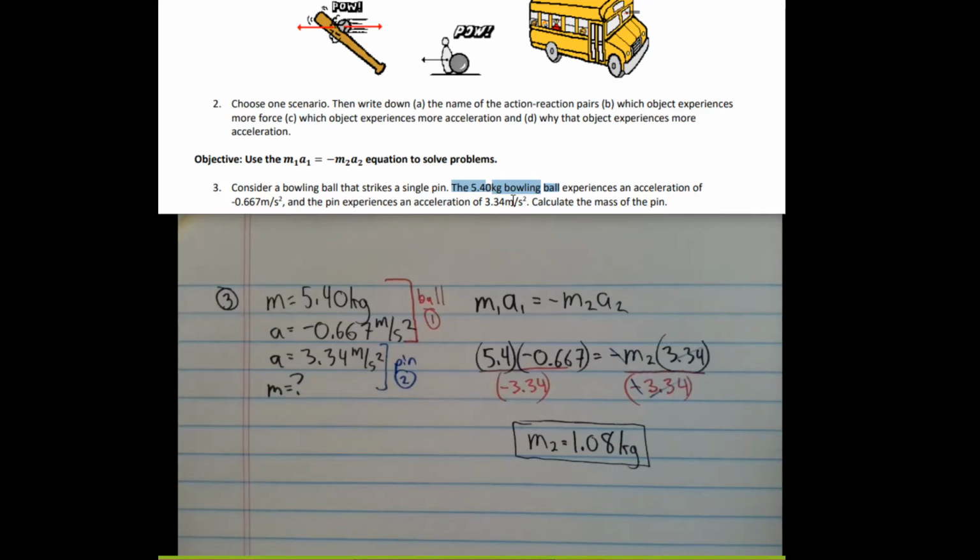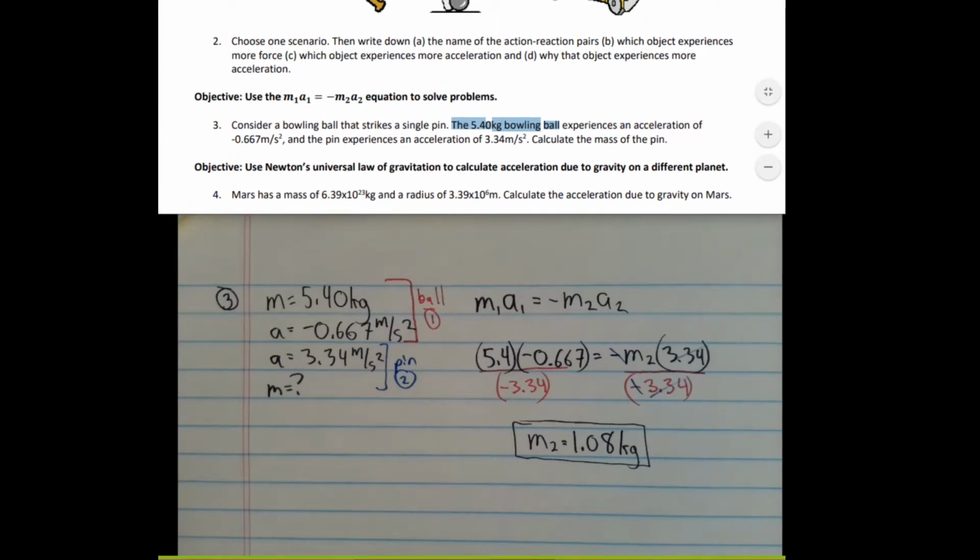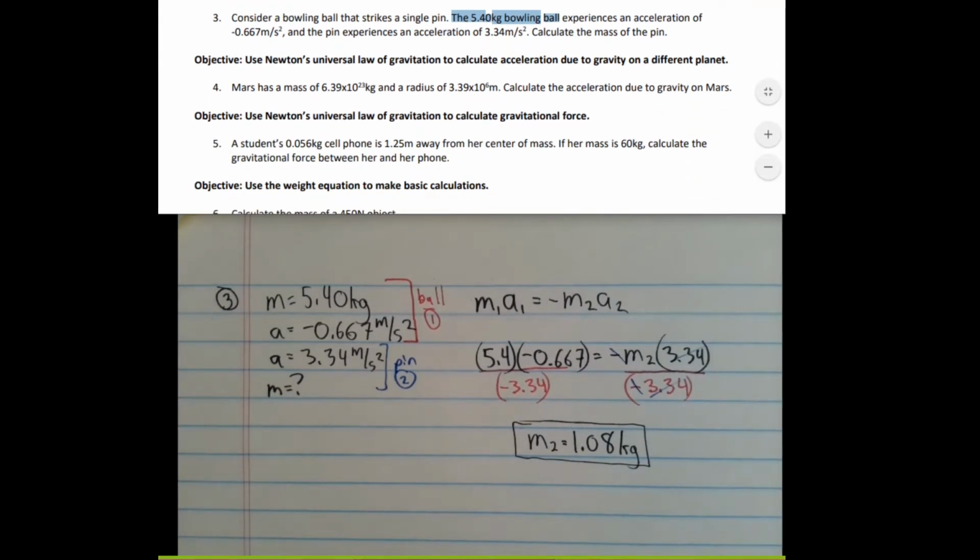All right. So there's our third law equation. Number 4. Let's see how I want to do this. The rest of the problems are all about gravity.